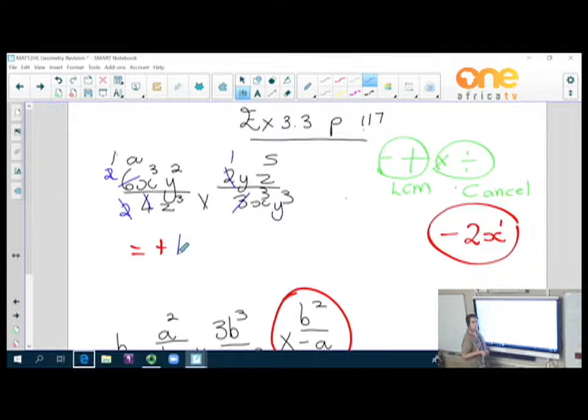Now the indices. What is the rule for indices? If you multiply, you add. If you divide, you subtract. So this is x to the power of 3, divided by that one. 3 minus 3 is 0, and anything to the power of 0 is 1, so that one eliminates. Then y squared plus this one is y to the power of 3. And there is also a y to the power of 3, so that will cancel out. Now we still have z. 5 minus 3 is z to the power of 2.